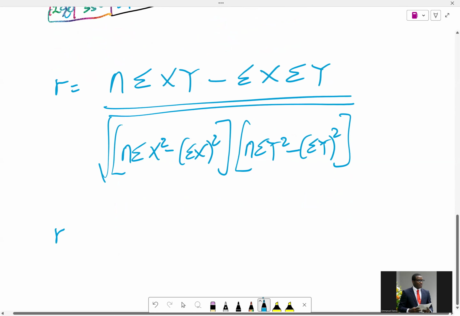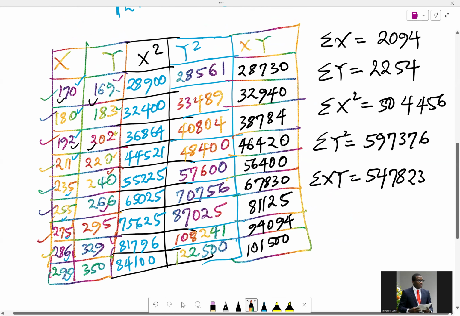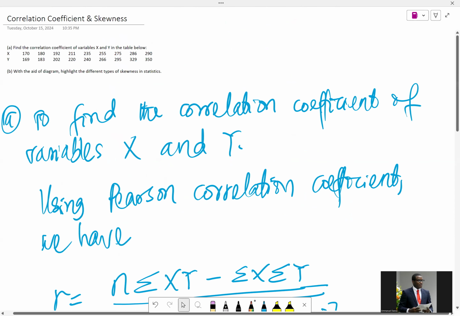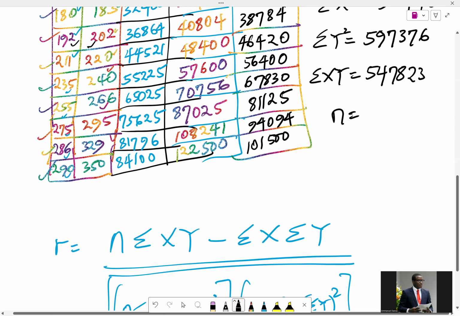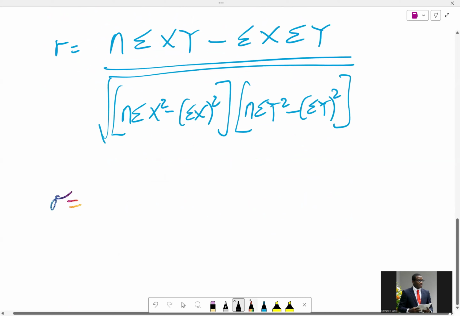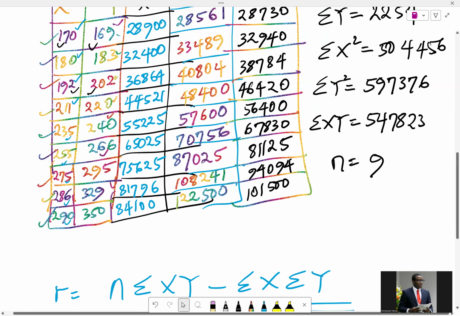So let's put, we can take liberty to change colors. N is actually the number of data points. So we have 1, 2, 3, 4, 5, 6, 7, 8, 9. Oh, 9. Interesting. So N is actually 9, the number of pairs of points. So we have 9 times summation of XY, that's 547823.